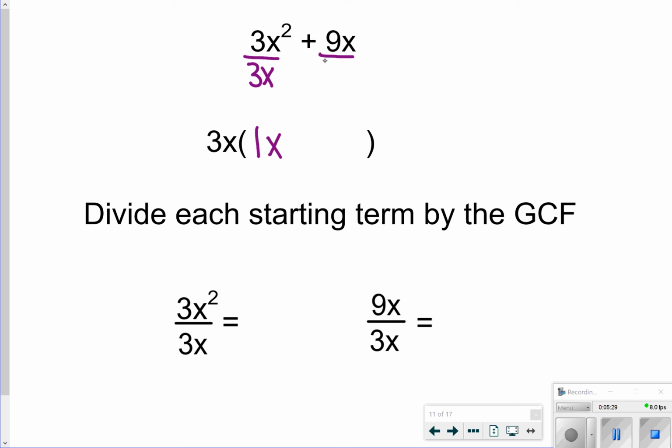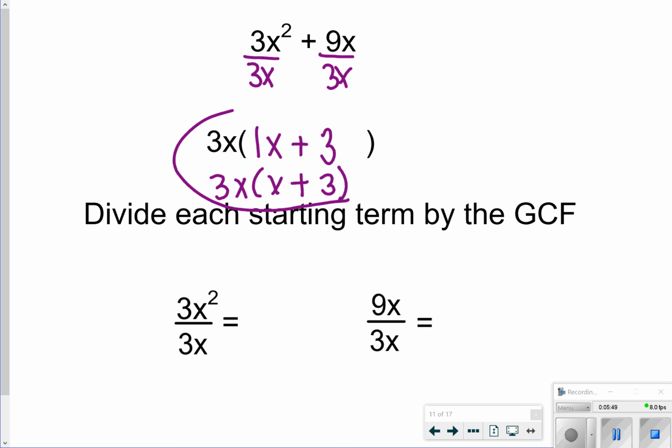And then you'd also divide the 9x by 3x. 9 divided by 3 is 3, and x divided by x is just 1, so we're left with just a 3. So my answer of factoring out the GCF, you can either say 3x parentheses 1x plus 3, or 3x parentheses x plus 3. So what we've basically done is just worked backwards, trying to figure out what it would look like before I distributed.